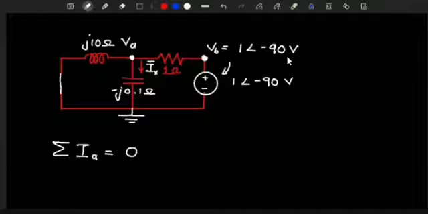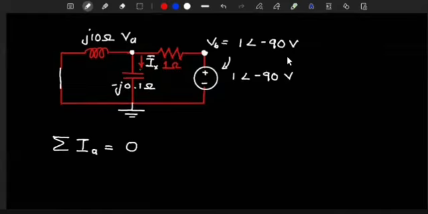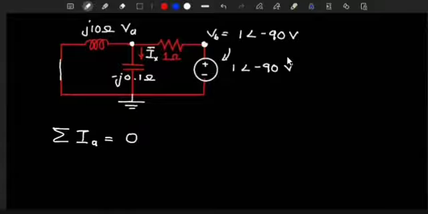So, how do we approach it? Let's take the currents at that node. First, we have IX. IX is leaving the node, so we're going to have minus IX, since it is leaving the node.